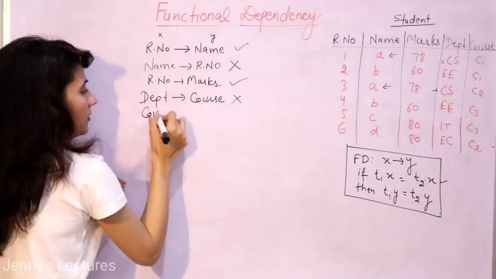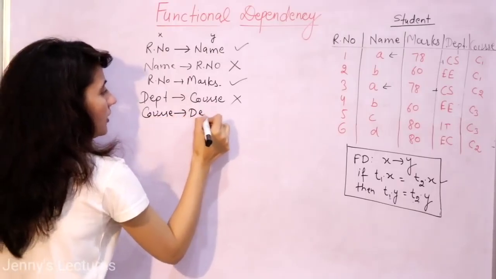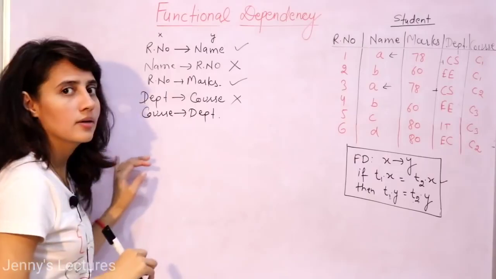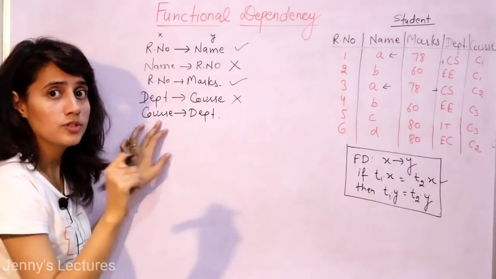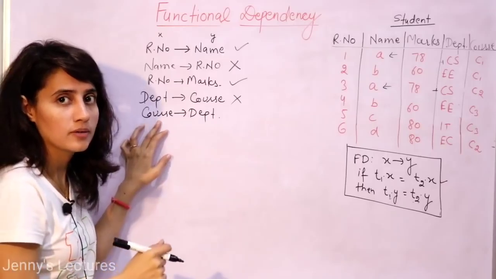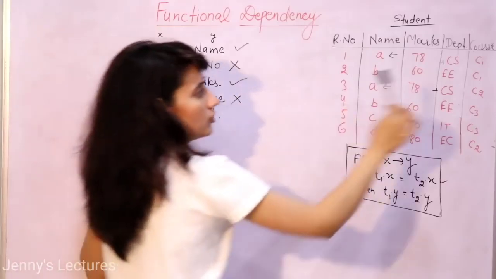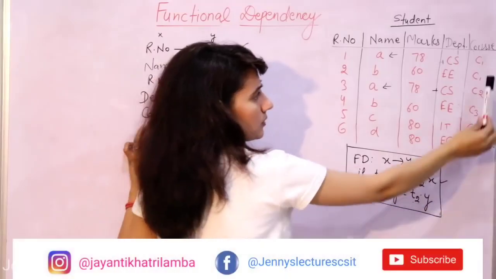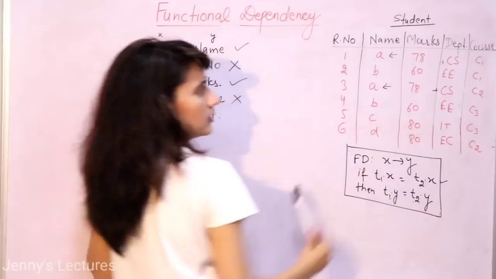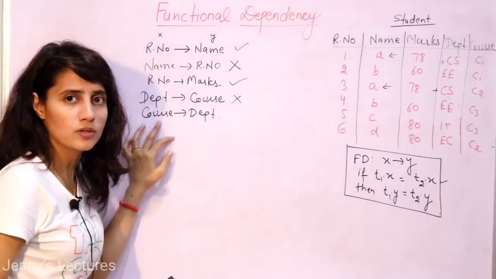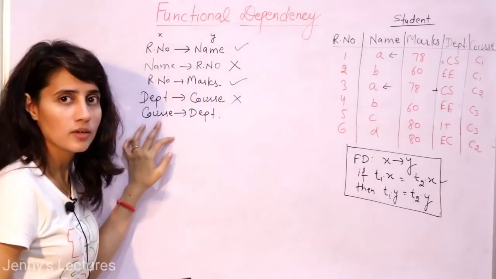Now if I write course determines department, check, if I tell you course is C1, now tell me the department corresponding to that. Course is C1, department is CS, but where course is C1, here department is EE. So that is confusing. What should I tell you, CS or EE, right?